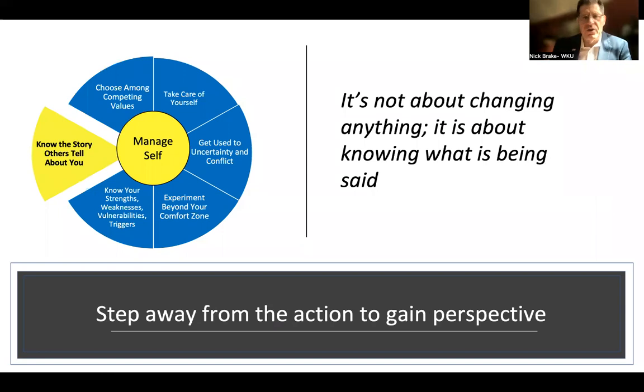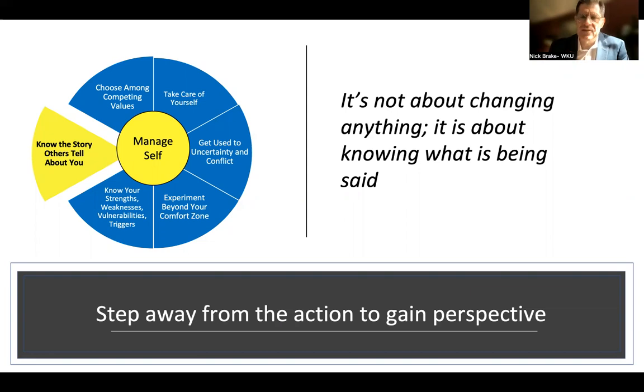Sometimes part of leadership is stepping away from the action to gain perspective and understanding what others are saying and what others are saying about you. Know the story and the narrative about the circumstance and about your role in that circumstance. Heifetz refers to this as getting on the balcony, away from the dance floor. Good leaders have the capability of being on the balcony, but also getting on the dance floor and dancing. And so being able to navigate between the dance floor and the balcony is an important skill. And it's an important element of understanding the story that others say about you.